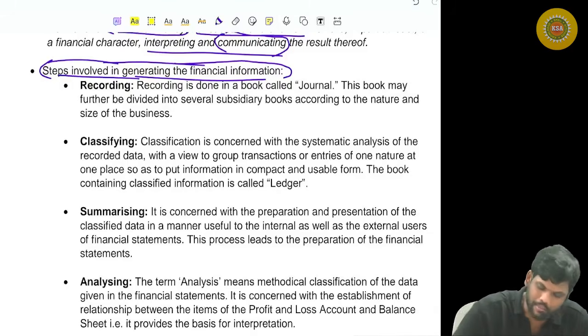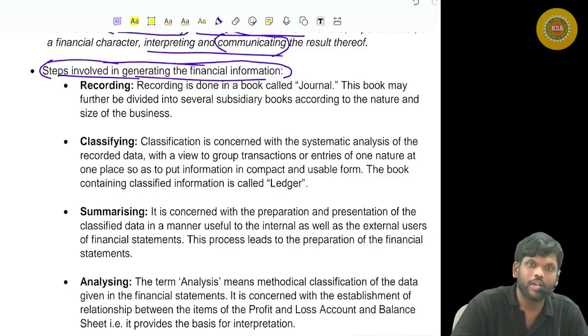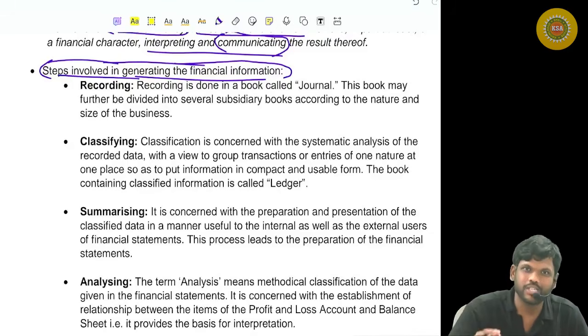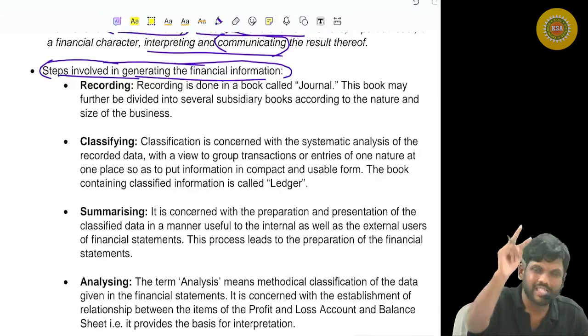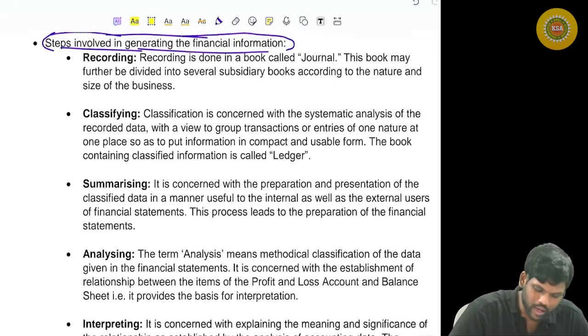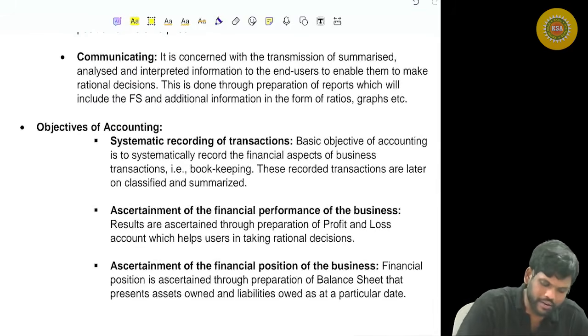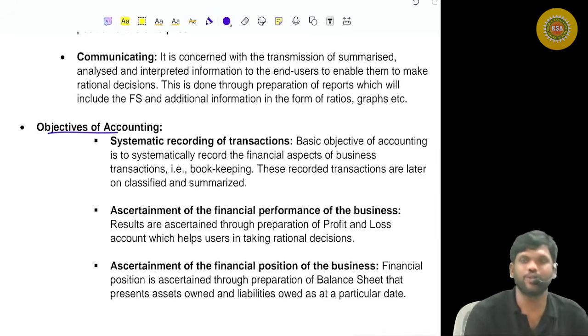So I have also summarized this in your book. There are big paragraphs. They have written a lot of stories. I have brought in only the key points so that you will be able to remember them and write them in the exam. So a direct question which will help you to score marks. So first I want you all to remember the definition of accounting and the steps involved in accounting. This will help you easily score marks. Then the next important theory part is what are the objectives of accounting.